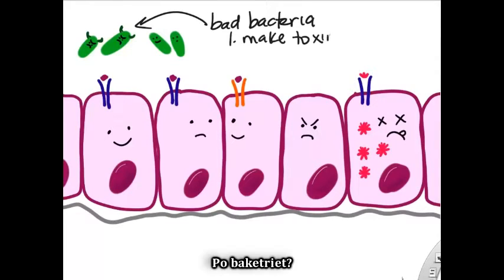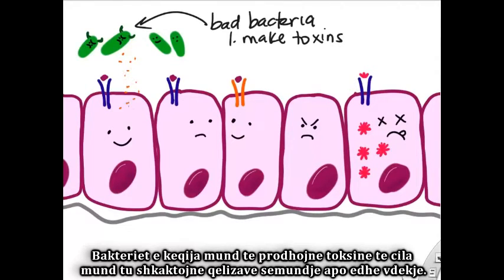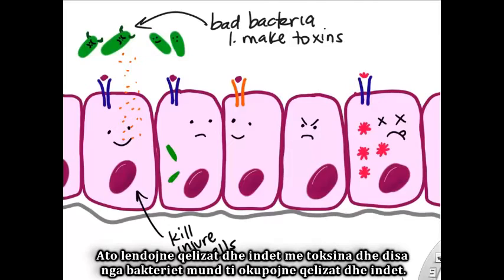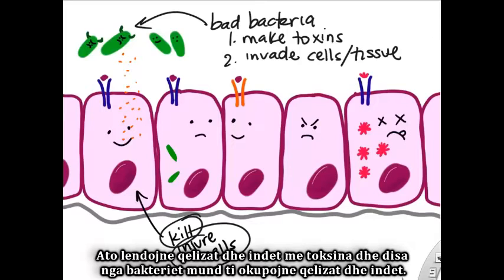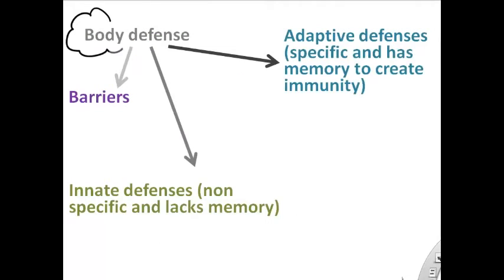What about bacteria? Well, a bad bacteria can make toxins that can actually cause your cells to get sick or to die. So they basically injure your cells and tissues with toxins, and some bacteria can actually invade your cells and your tissue. Either way, it makes your cells sick and possibly kills them.